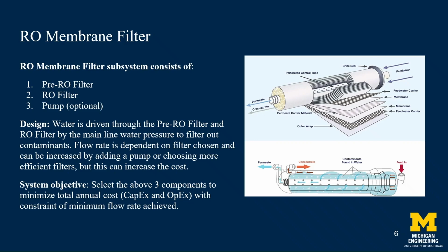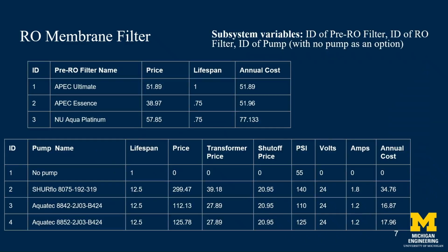This flow rate can be increased by adding a pump or choosing more efficient filters, but these options will increase cost. The objective is to select these components to minimize total annual cost, including capital spend and operational cost. The subsystem variables that can be chosen are the material ID for each component. These components are all organized into tables with the associated prices, lifespans, and flow rates.